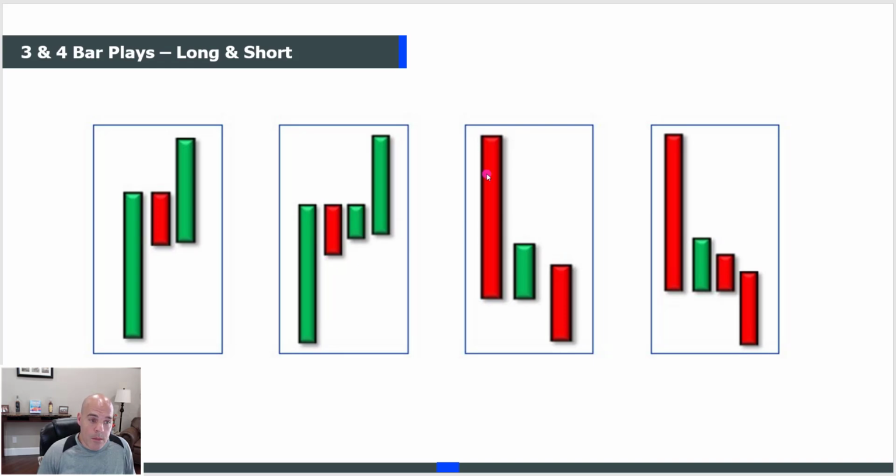Okay? Same on the short side. A wide range igniting bar under support. Narrow range resting bar with a relatively equal low. And then boom, the continuation move, your entry bar. You're going to short it right there. Stop loss above bar number 2. Same concept for the 4-bar play. You're going to short it at the 4th bar as soon as you break the low, but your stop loss above bar number 2. I think I've been very clear about it.